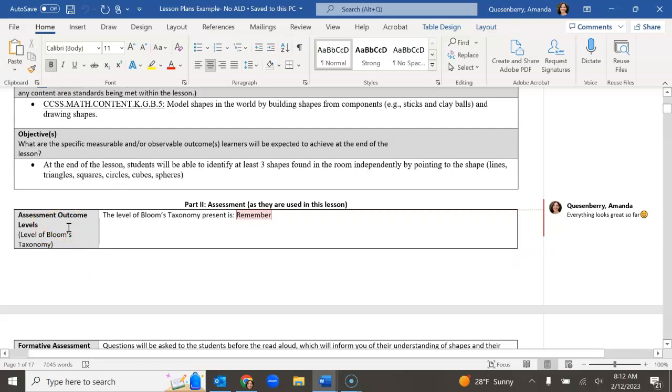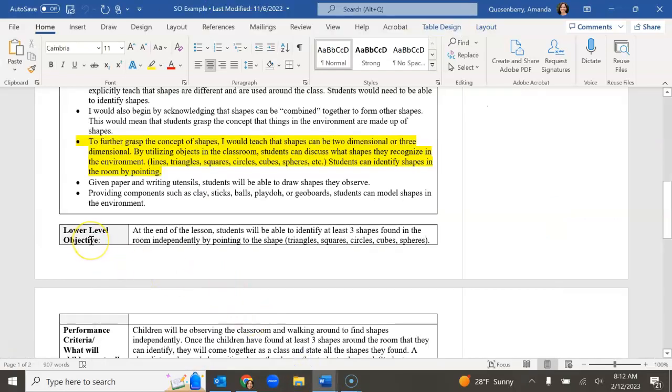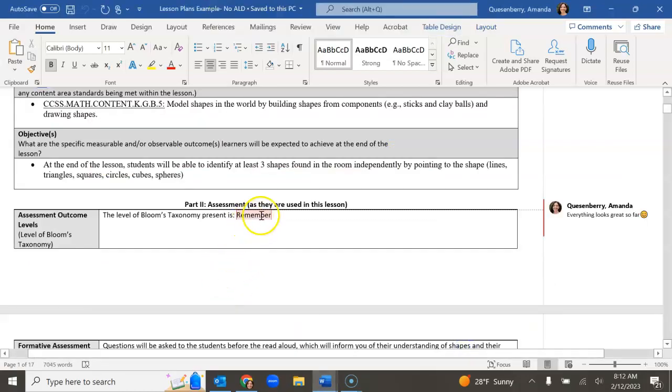Last week we talked a lot about Bloom's taxonomy. So as you were putting together your lower and higher level objectives, you were asked in the Standards and Objectives project for your lower level objective to be one of the bottom 3 levels of Bloom's taxonomy. So either remember, understand, or apply. So here the student has said that the level of Bloom's that she is addressing in this objective is remember. Okay.